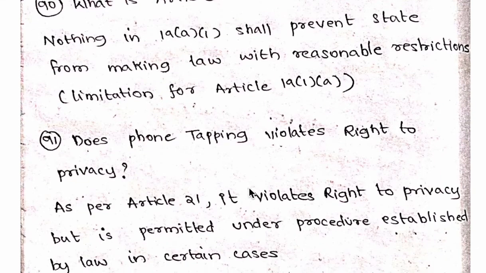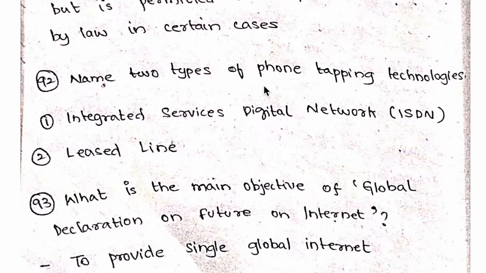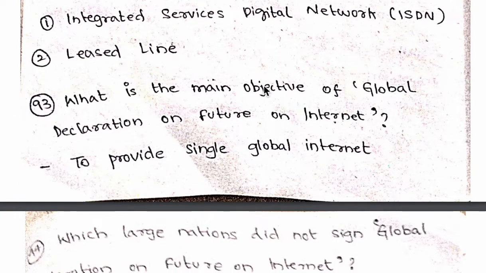Okay. 91st question, does phone tapping violate right to privacy? So as per Article 21, it violates the right to privacy but is permitted under procedure established by law in certain cases. 92nd question, name 2 types of phone tapping technologies. So the first type of technology is integrated services digital network, and the second type is leased line technology. 93rd question, what is the main objective of the Global Declaration on the Future of the Internet? So the main objective is to provide a single global internet.